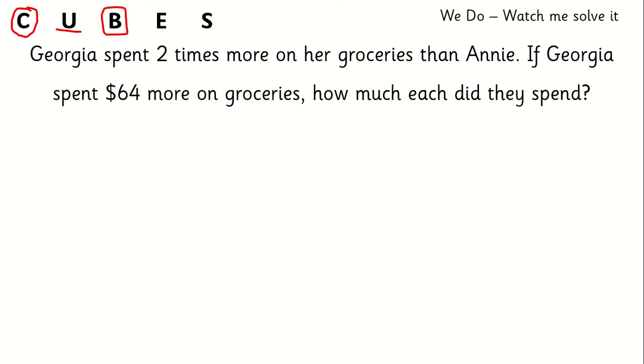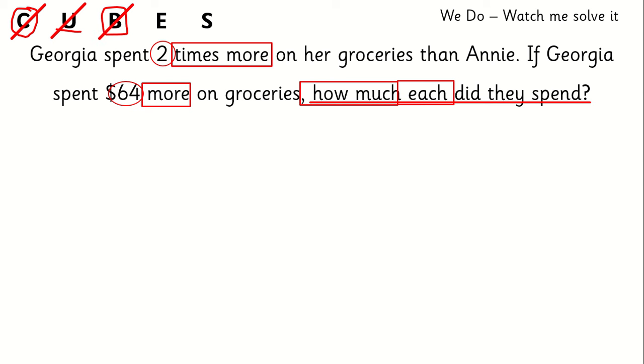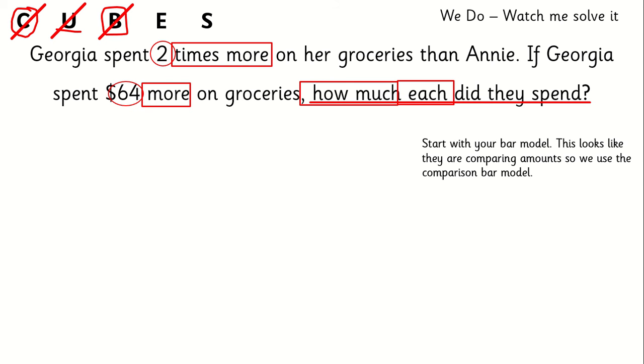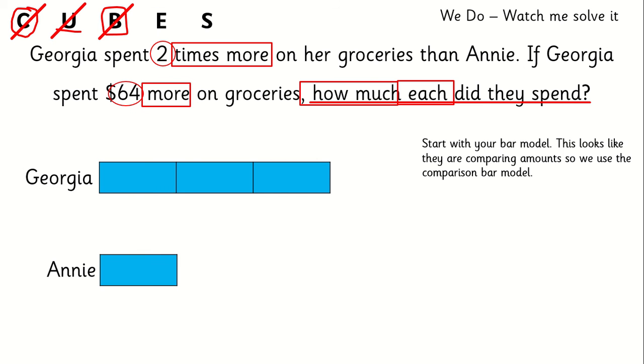So if we move over and have a look at this one: Georgia spent 2 times more on her groceries than Annie. If Georgia spent $64 more on groceries, how much did each of them spend? So circle key numbers, underline the question, box the key maths words, and we start our bar model again. And this is showing 2 times more because we have Annie's amount, and Georgia has the same amount plus 2 equal parts more.